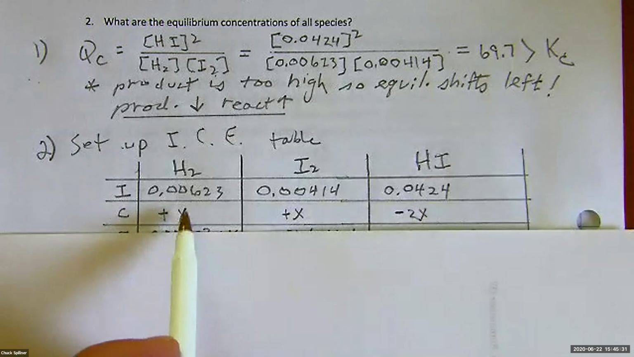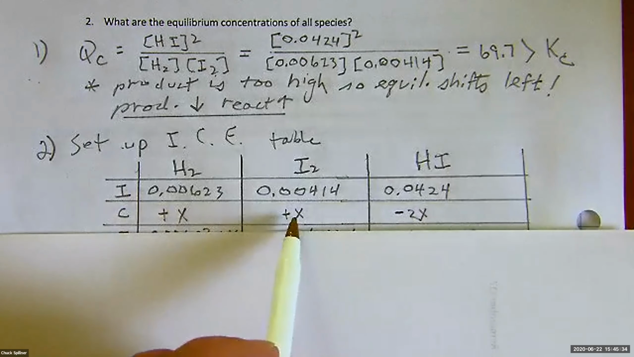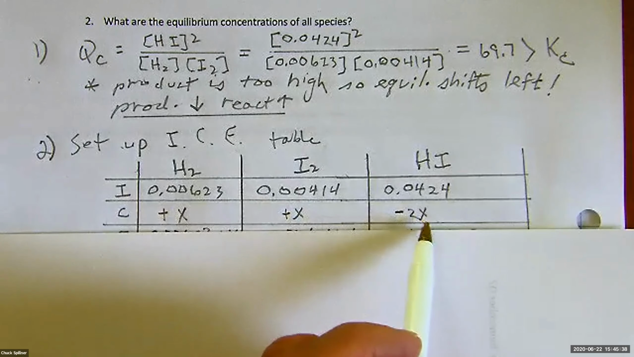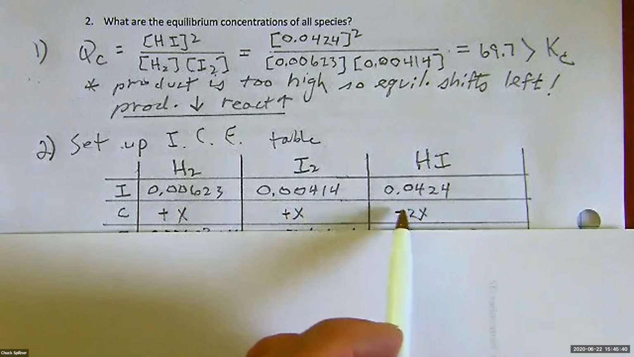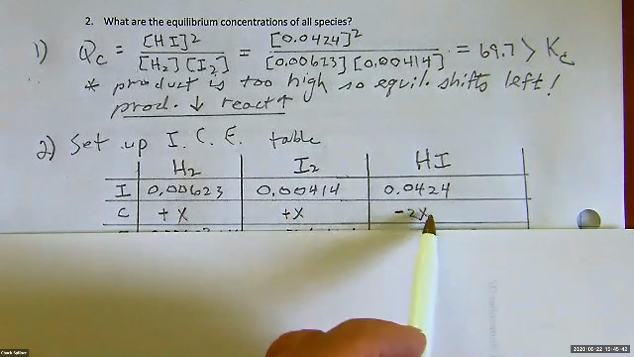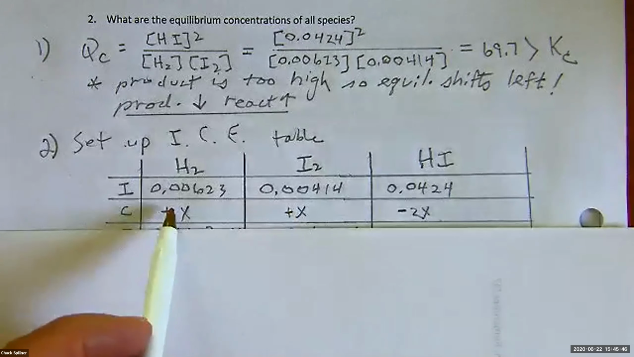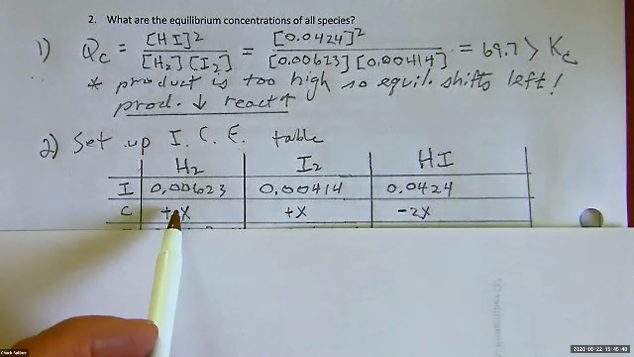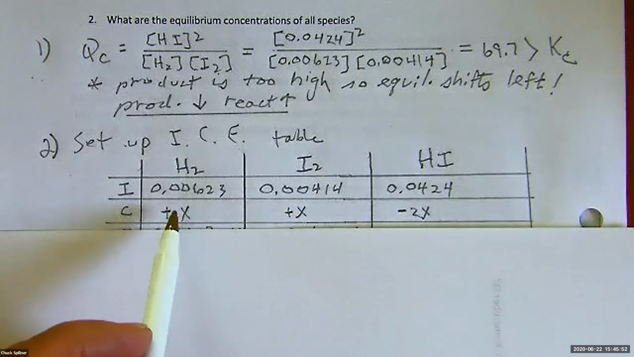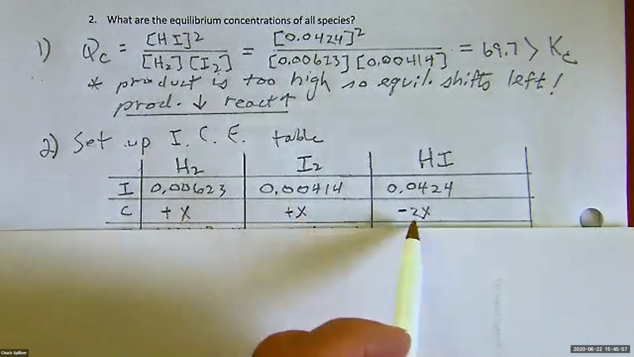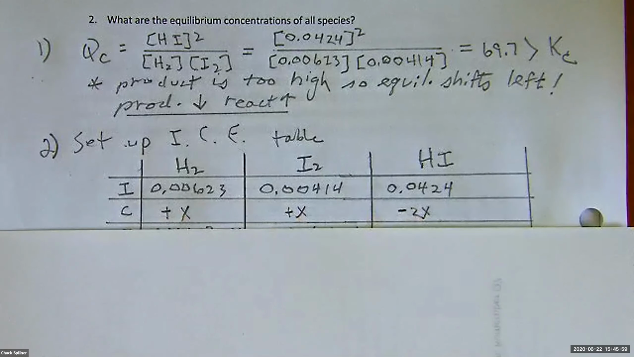I should say we're going to add x to H2 and I2 because we need to form reactant. We have to subtract 2x from HI. Now we could set this up differently. We could say minus x for HI, but then it would be plus 1/2 x for I2 and 1/2 x for H2. I'd rather not deal with the fractions, so I'm going to say we're going to add x to H2 and I2, and we're going to subtract 2x from HI.